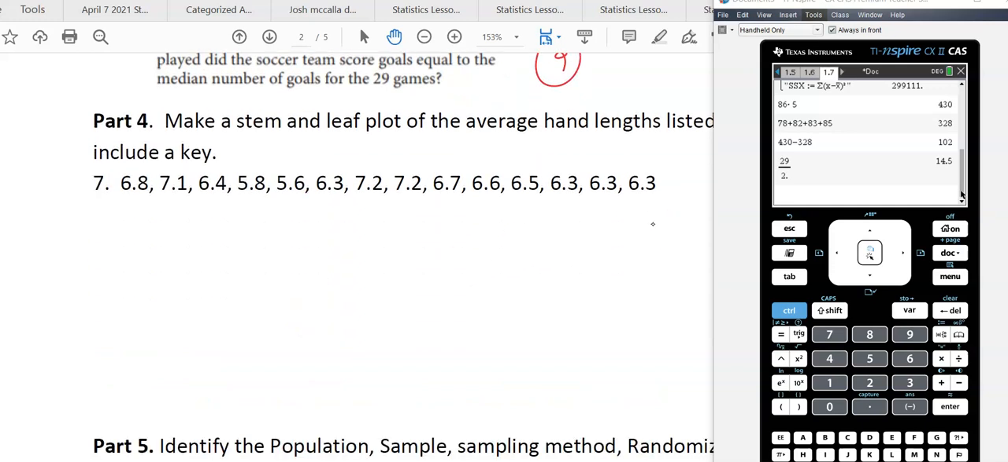Okay, make a stem and leaf plot. So it looks like 5, 6, and 7. Kind of the easy way to do this, I'm just going to try to do it by hand here. So 5, there's only a couple of them. That would be 5.0, 6, and 8.